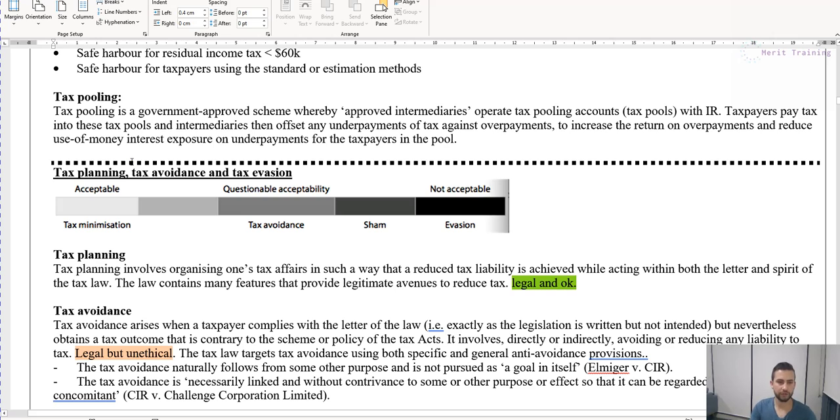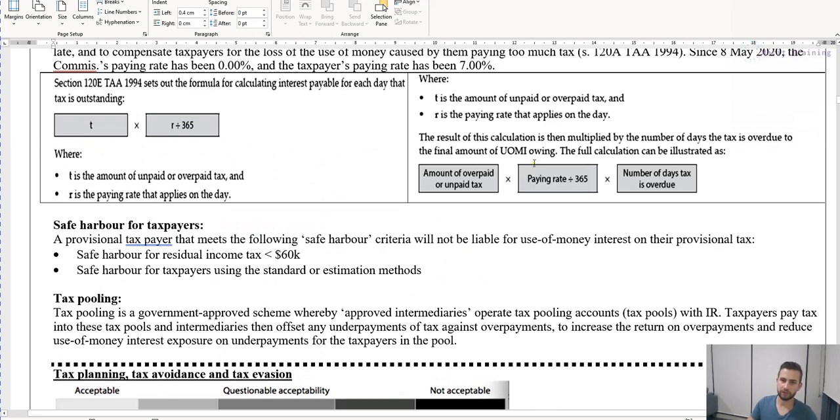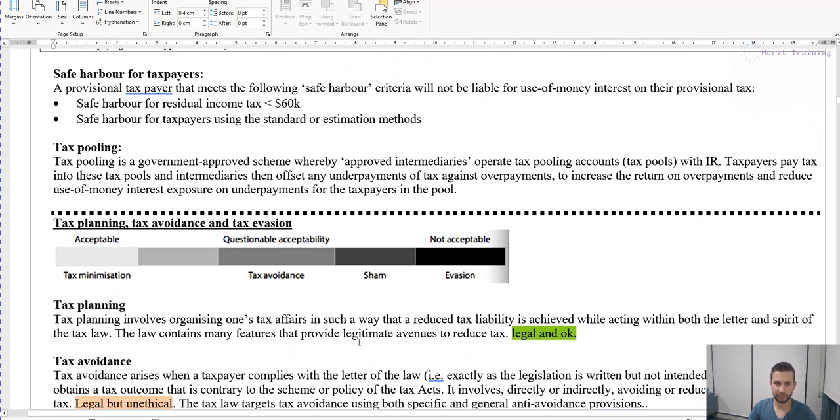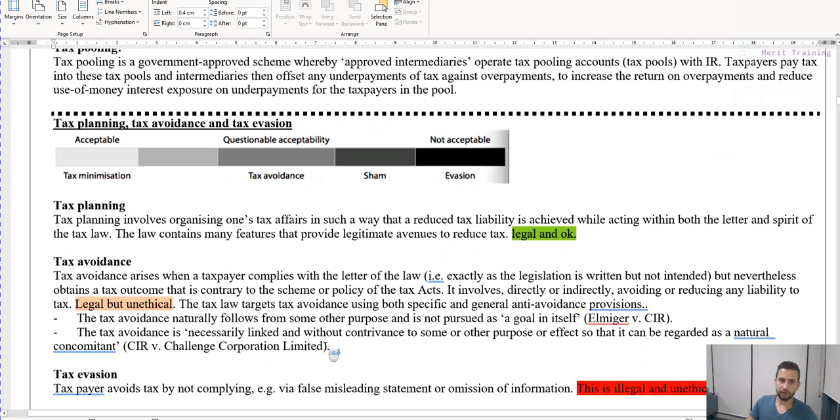Okay, and there's also the concept, before we move on, of tax pooling. To prevent the risk of you incurring any late fees or use of money interest, what you can do is something called tax pooling. What tax pooling effectively is, is kind of like an offset account on a mortgage. What you do is you pay your money into this, and that pool basically offsets any tax payments that you might owe to the government, and it reduces the risk of underpayments for the taxpayers in the pool. That's all you really need to know at a high level.